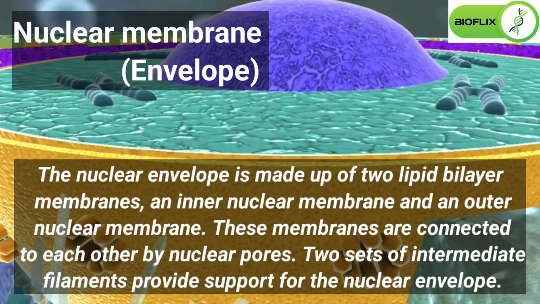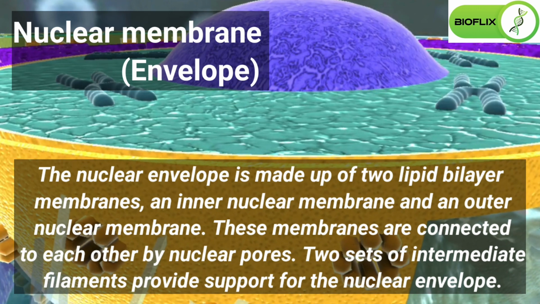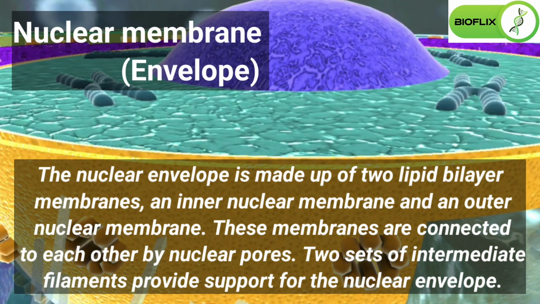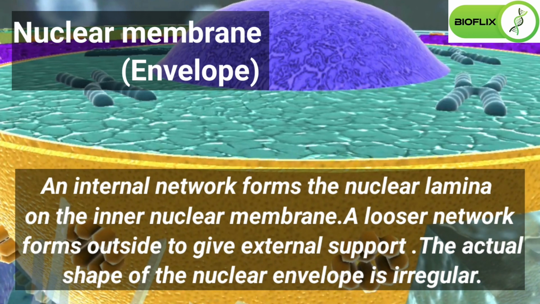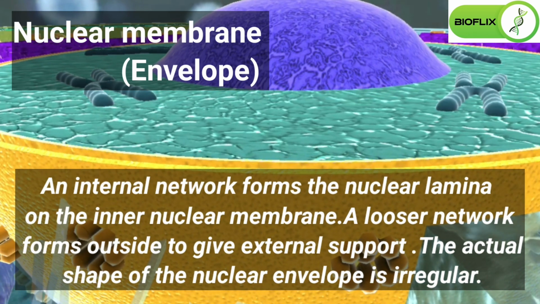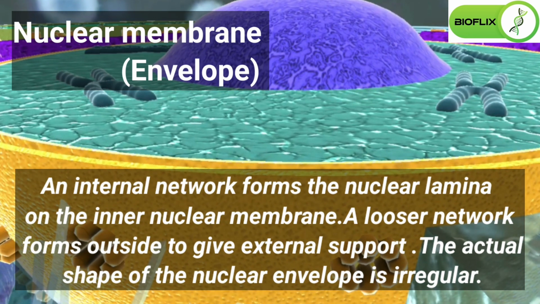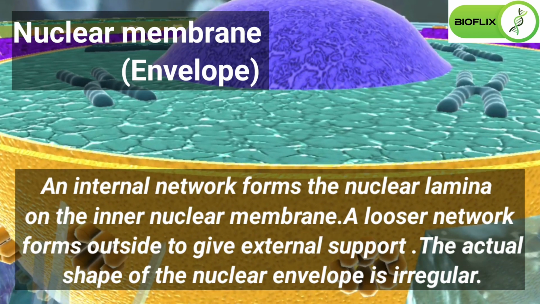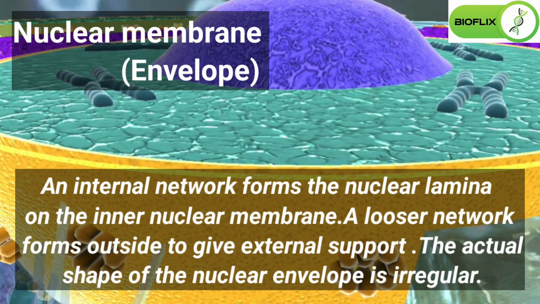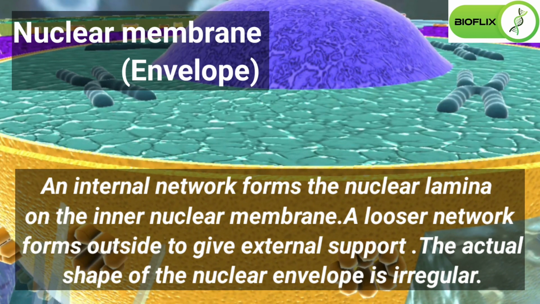Two sets of intermediate filaments provide support for the nuclear envelope. An internal network forms the nuclear lamina on the inner nuclear membrane. A looser network forms outside to give external support. The actual shape of the nuclear envelope is irregular.